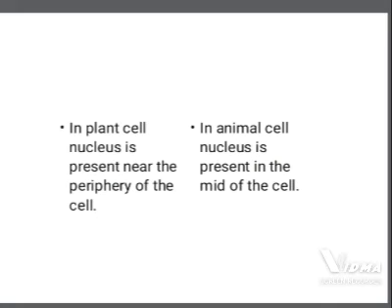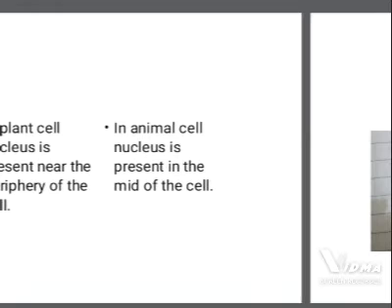In plant cell, the nucleus is present near the periphery of the cell, while in case of animal cell, the nucleus is present in the mid of the cell. It means the difference between the plant cell and animal cell is that in plant cell the nucleus is present near the periphery of the cell, while in animal cell it is present in the mid of the cell.